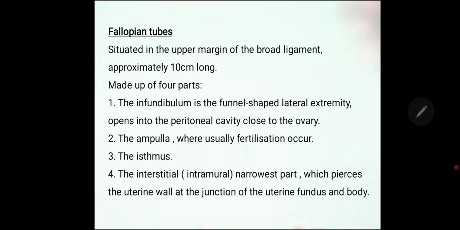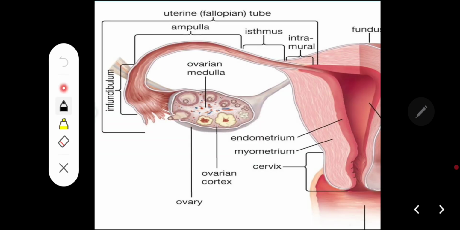As we talk about the cervix and uterus, we'll talk about uterine or fallopian tubes. These tubes are situated at the upper margin of the broad ligament. As we say, the broad ligament contains the fallopian tubes, round ligament, and ligament to the ovary. These tubes are approximately 10 cm long, made of four parts: infundibulum, ampulla, the isthmus, and interstitial or intramural part. This is the uterine tube or fallopian tubes.